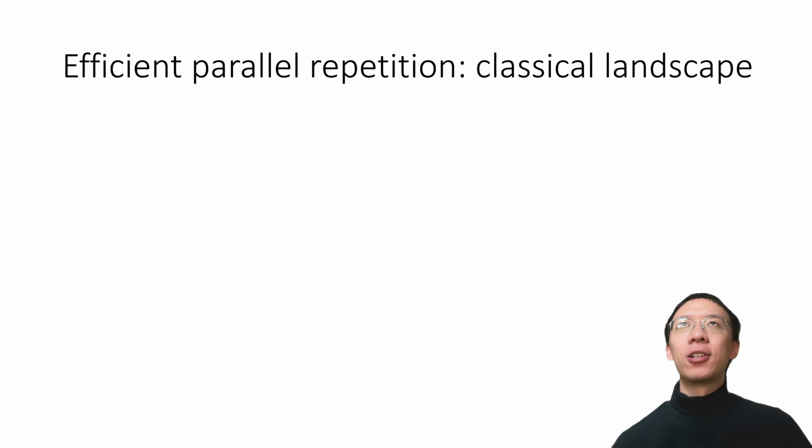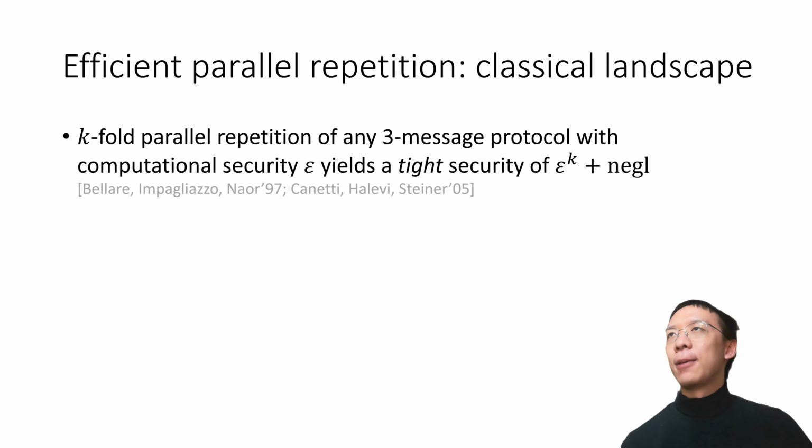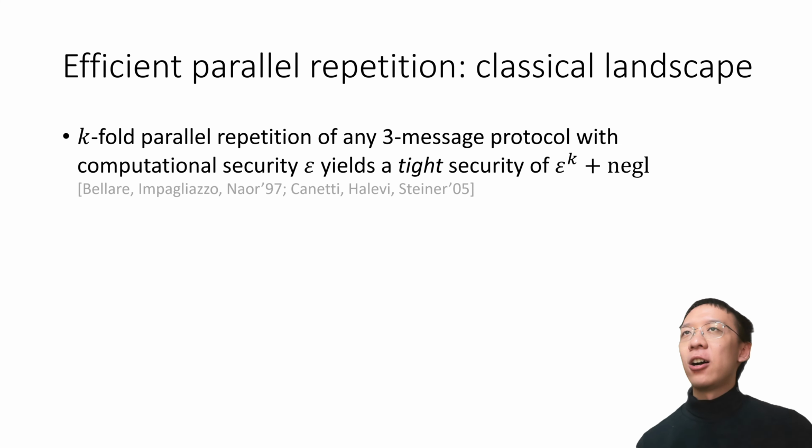Okay, so before talking about quantum, which is the focus of this talk, let me first remind you what the classical landscape looked like for the question of efficient parallel repetition. So in the seminal work by Bellare, Impagliazzo, and Naor, and subsequently improved by Canetti, Halevi, and Steiner, it was shown that if you have any three-message protocol with computational security epsilon, if you apply a k-fold parallel repetition to it, then the security will decrease exponentially down to epsilon to the k plus negligible.